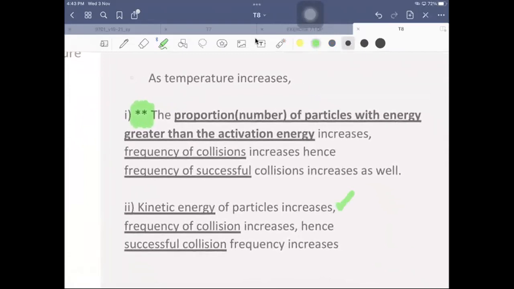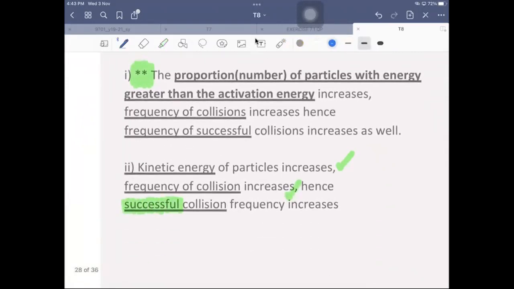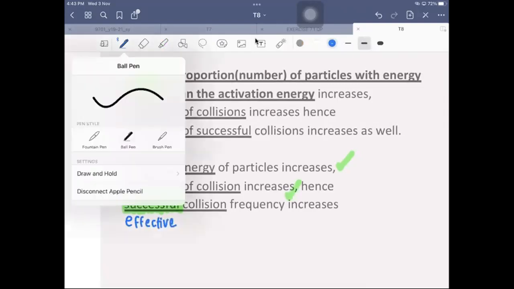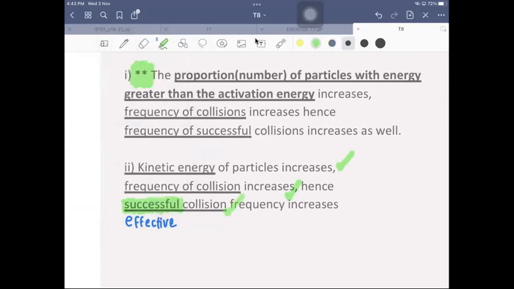Increase in temperature, yes, your kinetic energy of particles increases. That means your particles now move fast, so there will be a lot of collisions. Yes, the frequency of collision will increase. Now if the frequency of collision increases, this also increases the successful or effective collisions. That's why the rate of reaction increases. Done. But that is not so important. This is the least important factor.